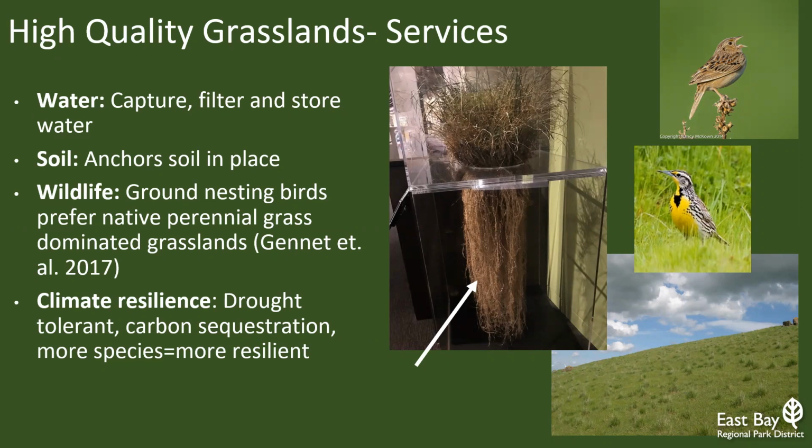Our native high quality grasslands provide breeding habitat for wildlife. Some ground nesting birds prefer native perennial grasses over others for breeding, such as the western meadowlark and the grasshopper sparrow. Our grasslands are climate resilient. These high quality ones are. They are drought tolerant, they sequester carbon, and because they have more species diversity, they're more resilient to a changing climate.